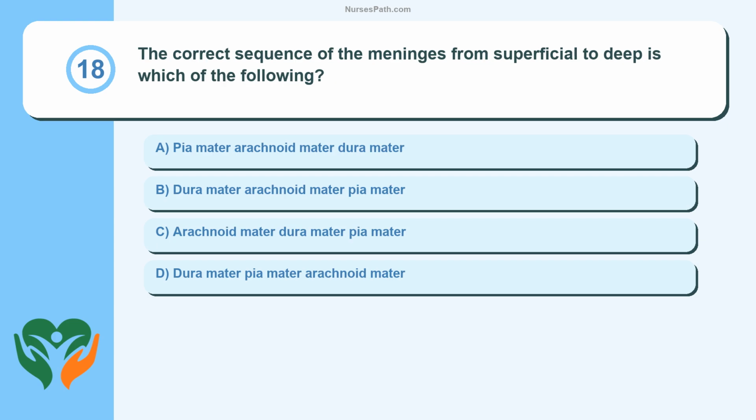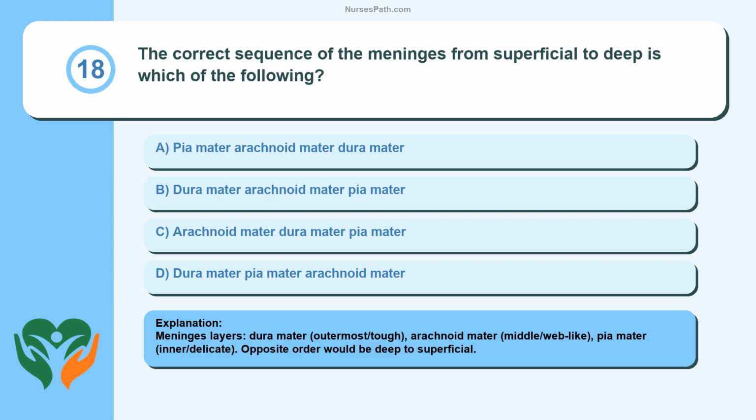Question 18. The correct sequence of the meninges from superficial to deep is which of the following? Pia mater, arachnoid mater, dura mater. Dura mater, arachnoid mater, pia mater. Arachnoid mater, dura mater, pia mater. Dura mater, pia mater, arachnoid mater. Meninges layers: dura mater, outermost/tough; arachnoid mater, middle/web-like; pia mater, inner/delicate. Opposite order would be deep to superficial.